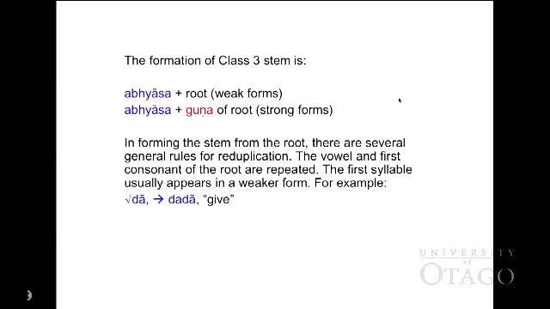The formation of the class 3 verb system is reduplication plus root in weak forms, and reduplication plus guna of the root in strong forms. So you can see from this one, da will be dada, give. Reduplication is used to repeat again. The vowel and first consonant of the root are repeated. The first syllable usually appears in a weaker form.